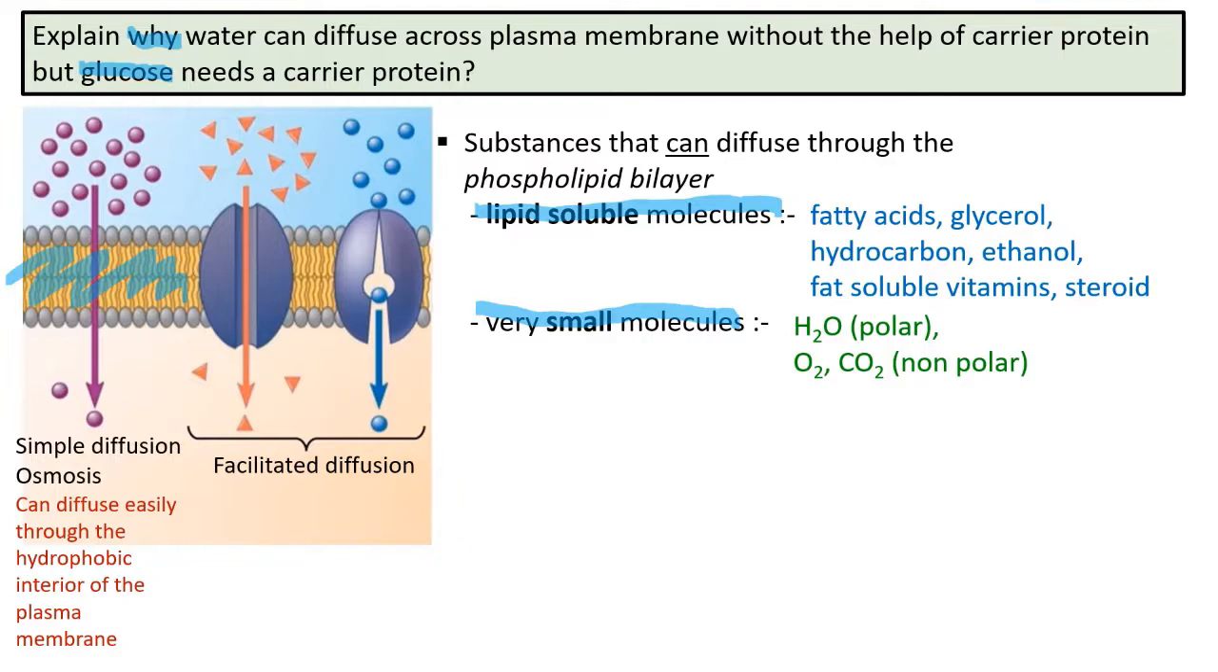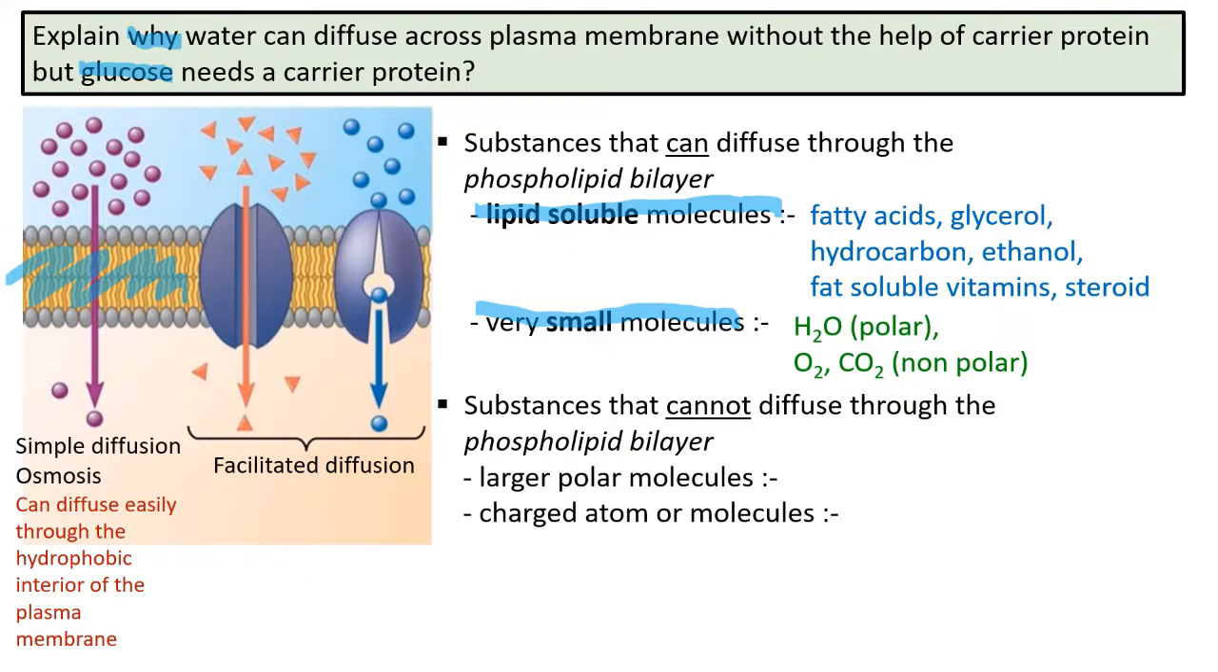So, why can water diffuse across plasma membrane without the help of carrier protein? It is because water is a very small molecule. And why can glucose not diffuse through phospholipid bilayer? This is because glucose is a larger polar molecule. The hydrophobic interior of the plasma membrane will repel the movement of the glucose.